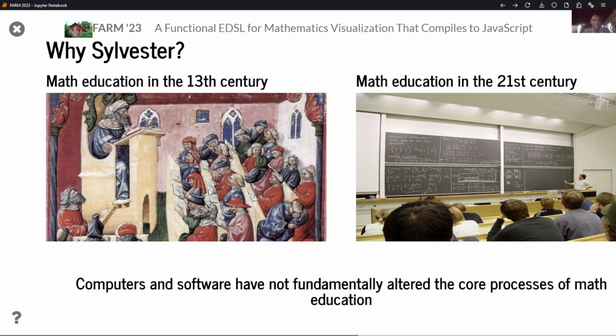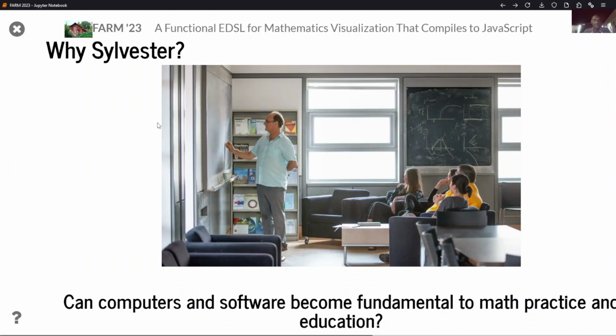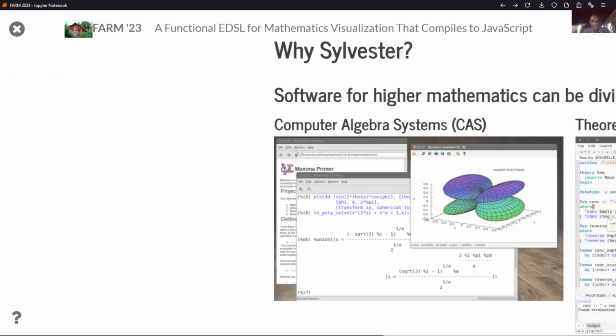But that's not really true with mathematical education. I mean, today, even though of course there are a lot of differences, fundamentally a lot of things that we do are still the same as we did centuries ago. So computers really haven't altered the core process of math education and practice. So, what's the reason for Sylvester? Basically, the question is, can we make computers and software become fundamental to math practice and education?